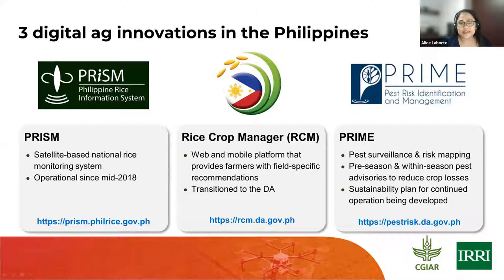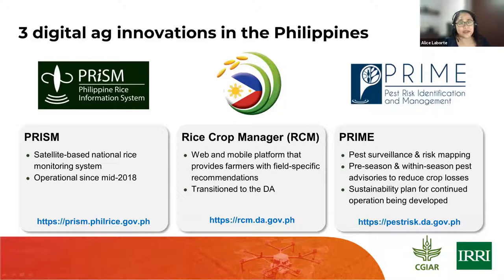The first is the Philippine Rice Information System, or PRISM, a satellite-based national rice monitoring system, which has been operational since mid-2018. The second is the Rice Crop Manager, or RCM, which is a web and mobile platform that provides farmers with field-specific recommendations. Just last week, this was transitioned to the Department of Agriculture.